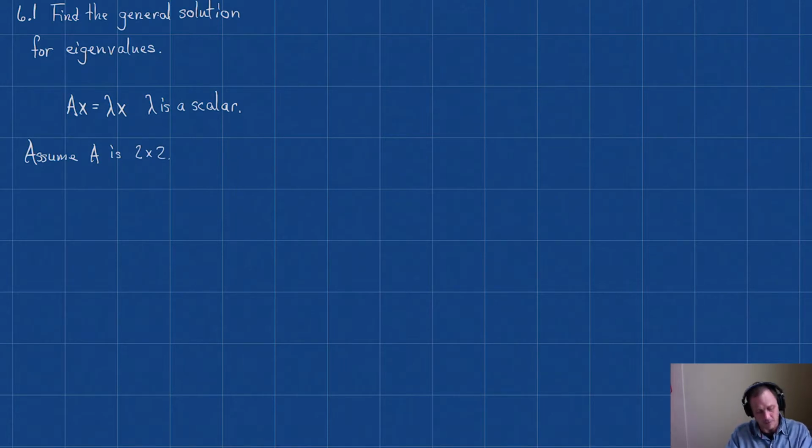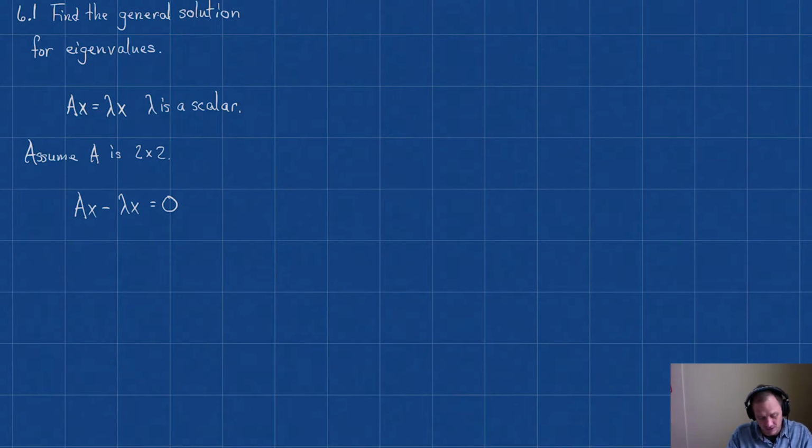Let's solve this. Now, we've learned how to solve the problem Ax equals b, but this is Ax equals a scalar times x. Well, we haven't done that, so let's think about this. Let's go Ax minus lambda x equals 0. That seems like a reasonable thing to do. Now, I'd really like to factor that x, but I can't, because if I factor the x as it is right now, I would have a vector times a scalar. Well, that doesn't make sense.